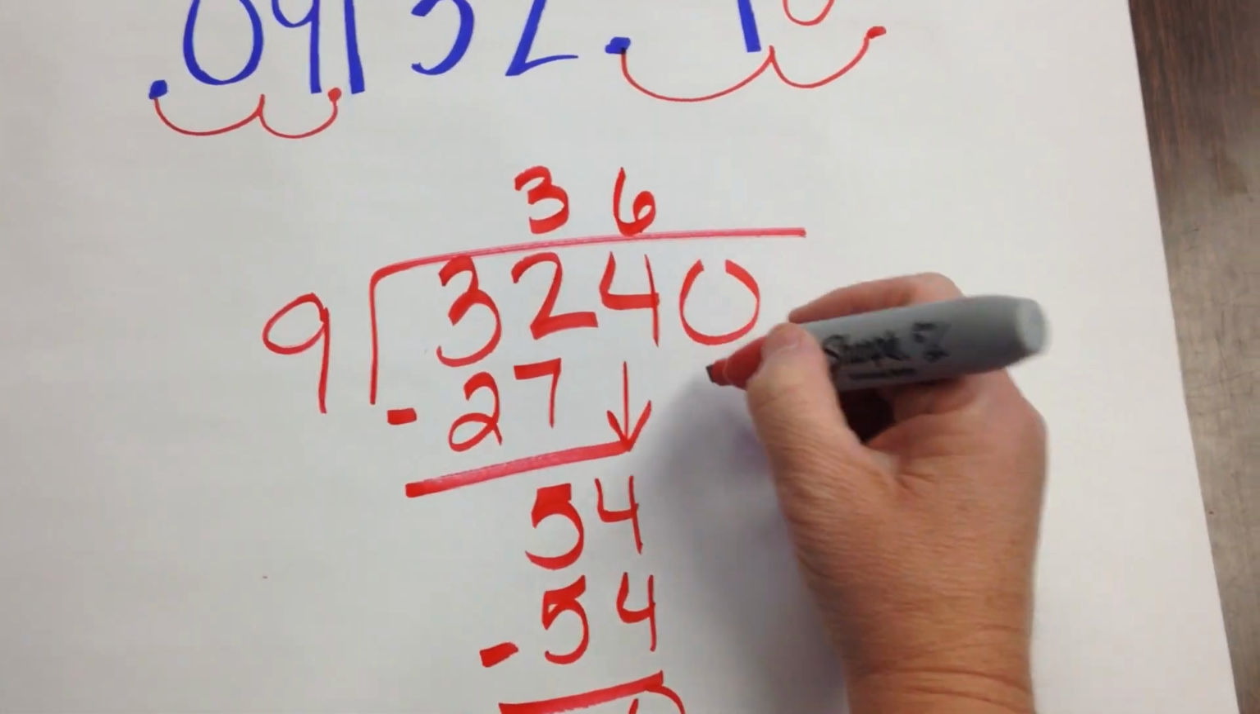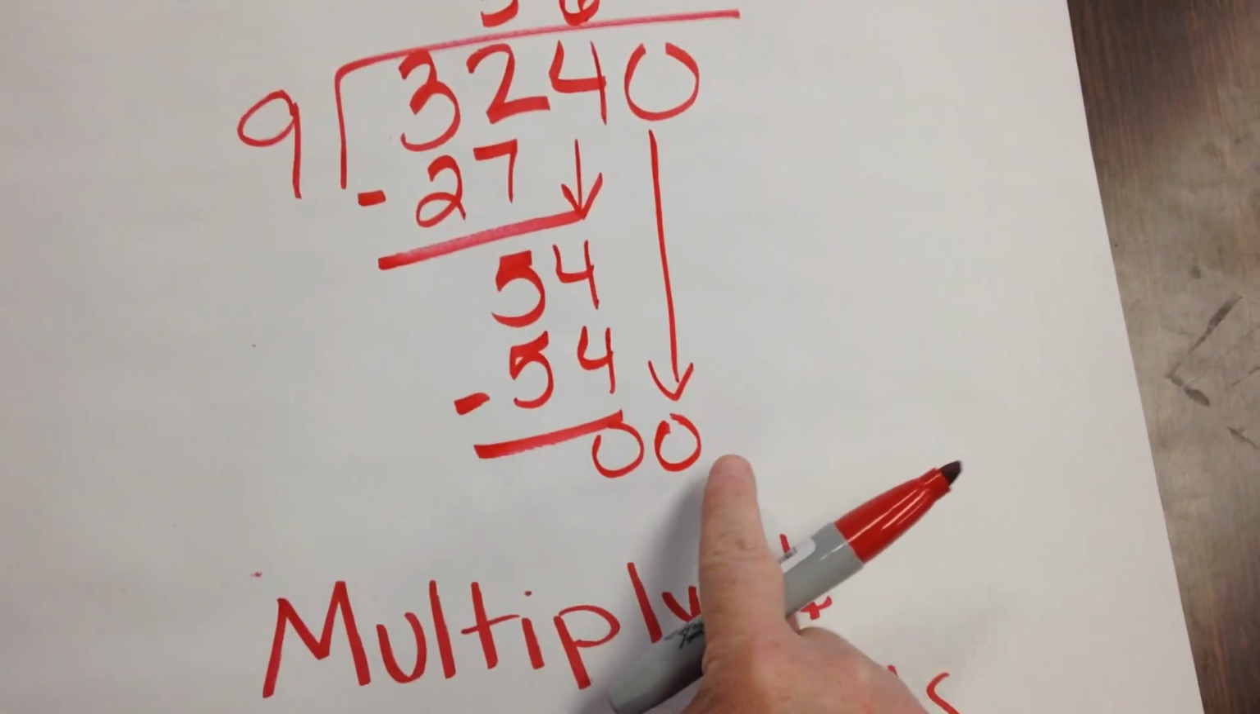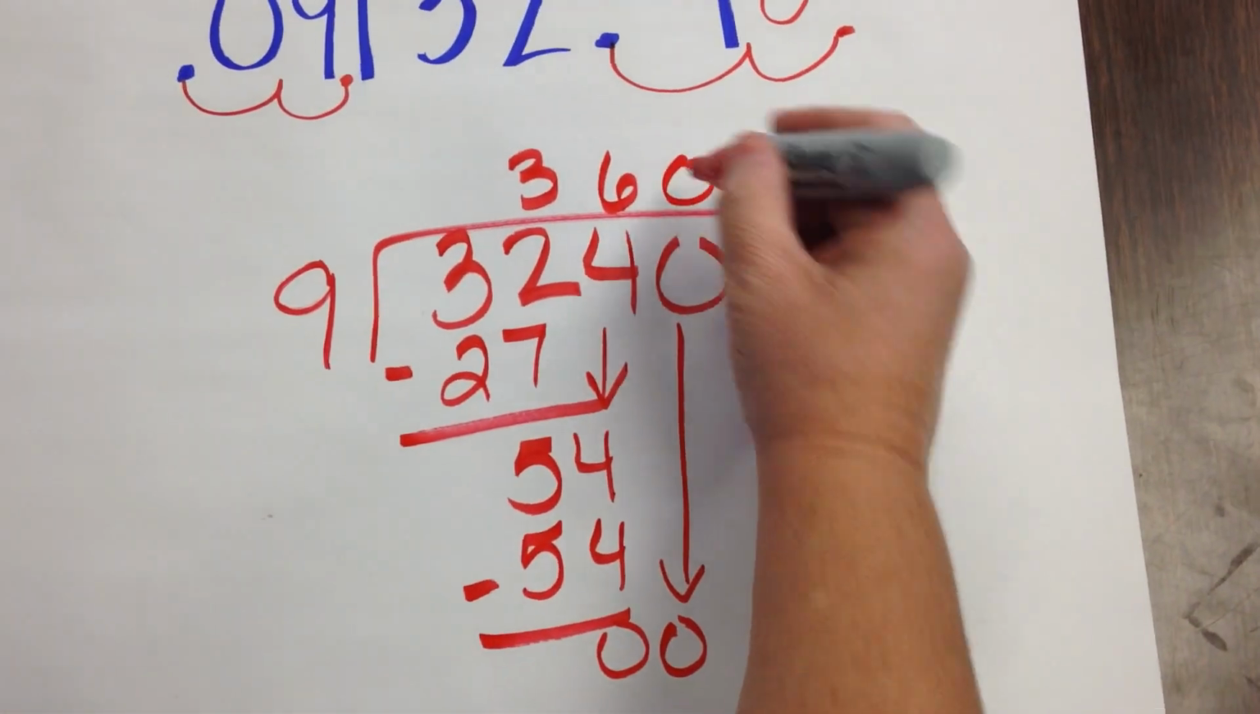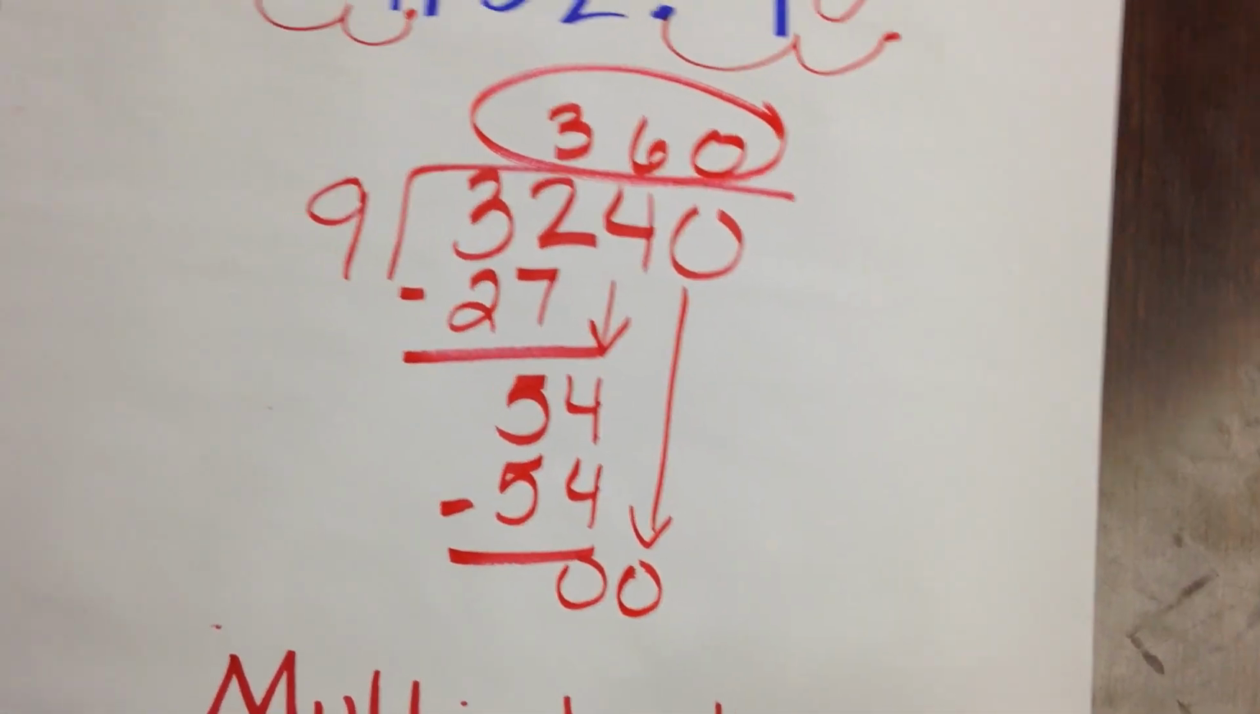There's still a 0 here. So I can't finish yet. Now I say how many times will that 9 go into the 0? 0 times. So the answer will be 360.